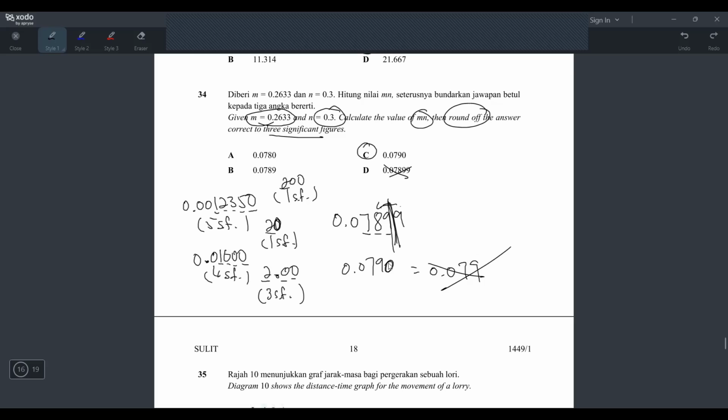Why is it important to write the zero at the back, even though it means the same thing? Because the zero at the back, we count as significant figure when there are other decimal. So make sure you know that. So this one, the answer is C.